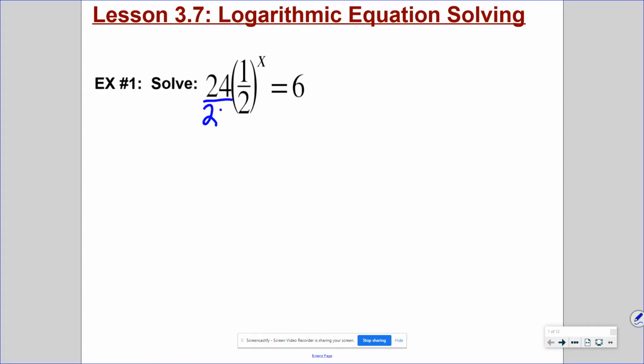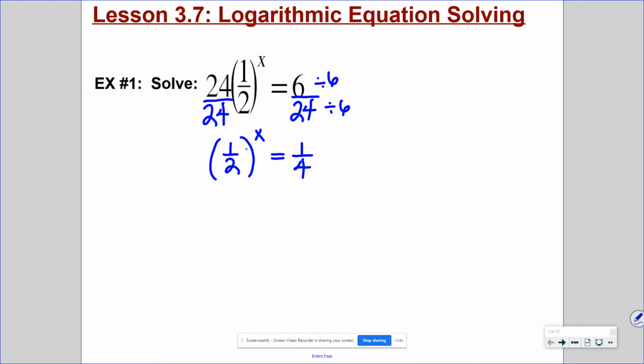So what we want to do is get rid of anything that is not attached to the base. And that is going to be done by dividing by 24. So we are going to have 1/2 to the power of x equals 6 divided by 24. Now, if you wanted to, you could reduce that to 1/4. Some of you can probably solve this equation with mental math because it's not real hard to figure out 1/2 to what power equals 1/4, but some of you may not, okay?